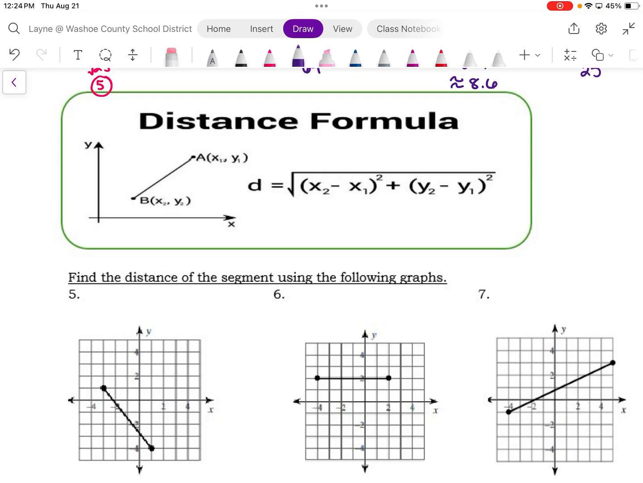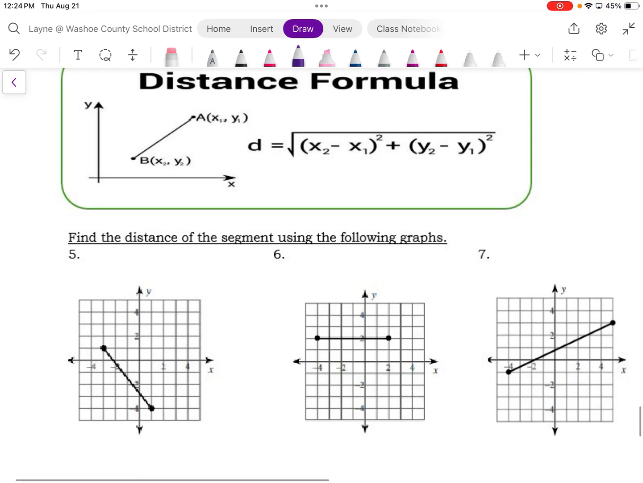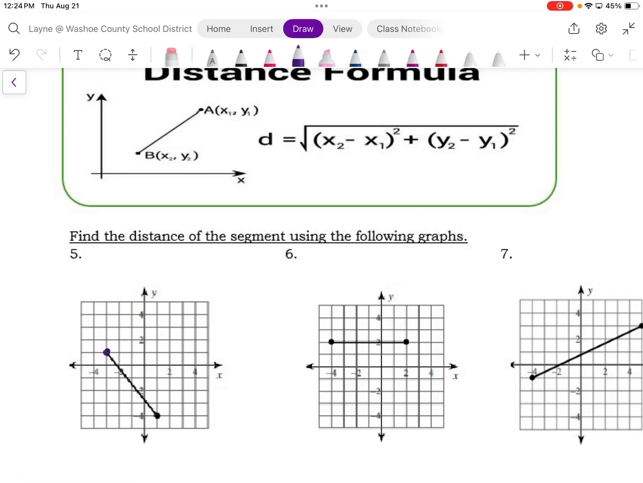So find the distance of the segment using the following graphs. So we're going to start with number 5. I'm going to do it 2 ways. I'm going to do the formula first, and then I'm going to show the other way that I'm talking about in a minute. So first thing I do is I label the coordinate points. This is the coordinate point negative 3, 1. And this is the coordinate point 4, no, not 4. We go left to right first, so this is 1, negative 4.